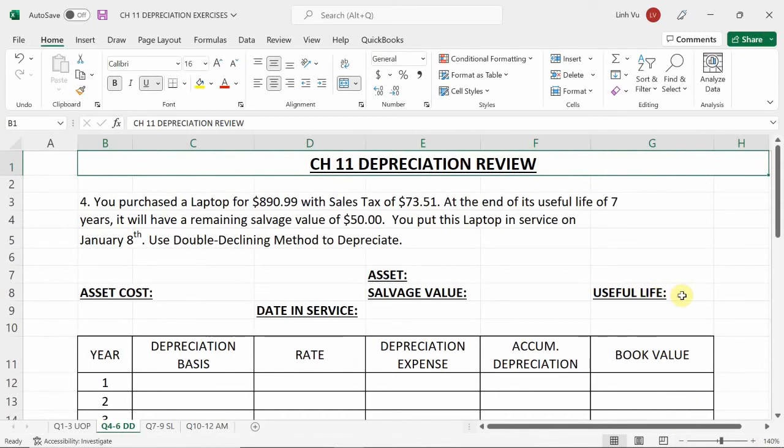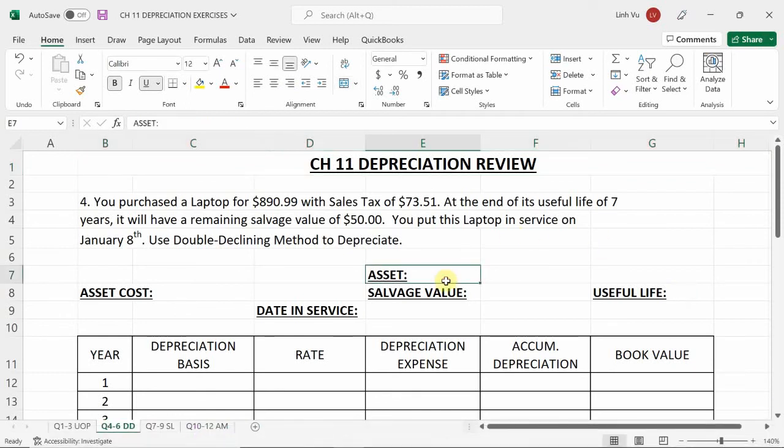All right. Number 4. You purchase a laptop for $890.99 with a sales tax of $73.51. At the end of its useful life of 7 years, it will have a remaining salvage value of $50. And of course, you put this laptop into service on January 8th. Use double declining method. Okay, so what did I buy?